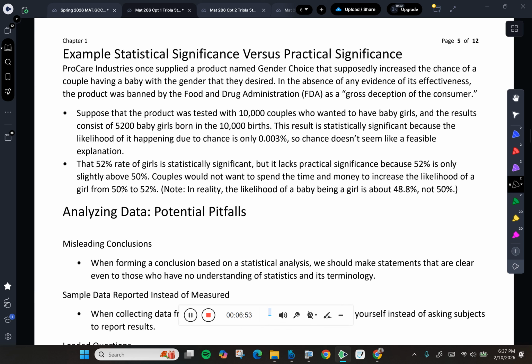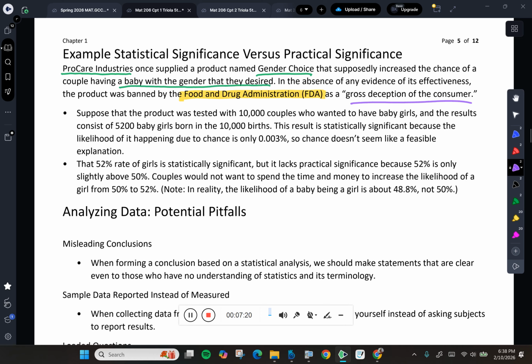There was a company out there called ProCare Industries that once was trying to market a product called Gender Choice, and that supposedly if you took this, you could increase the chance of having the baby with the gender that you wanted by using their product, right? Now the FDA, the Food and Drug Administration, stepped in and they said, get out of here with that. That is a gross deception of the consumer. Let's get rid of it.